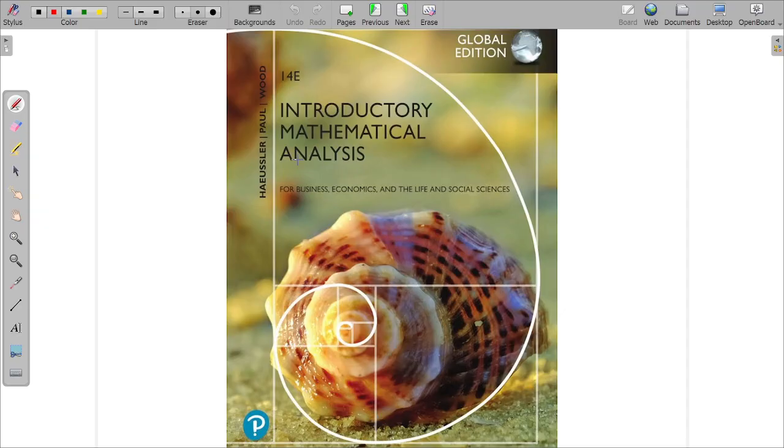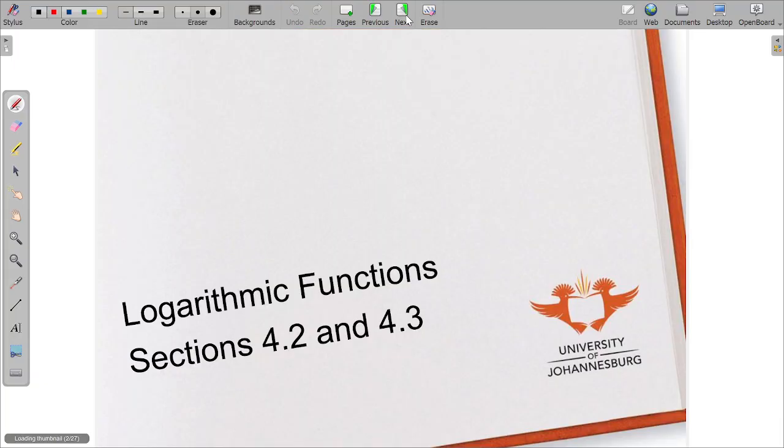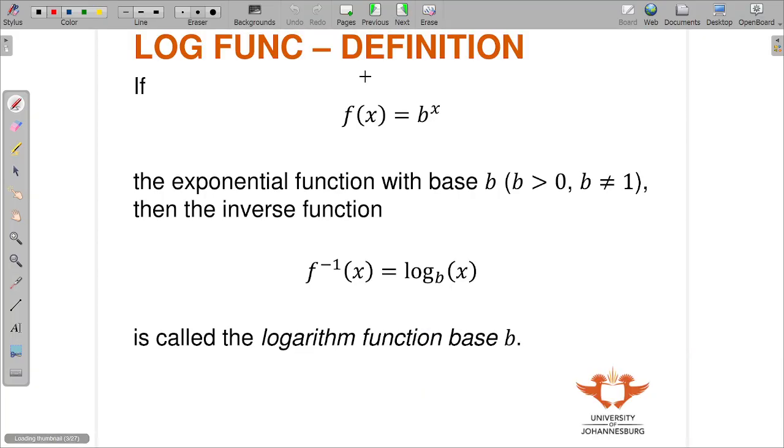Okay, welcome back to Introductory Mathematical Analysis A. We are still in chapter 4, and also still in 4.2 and 4.3. We are still on the logarithm function in 4.2 and 4.3. We started this in the previous videos, and I want you to go over those videos if you have not watched them before this one.